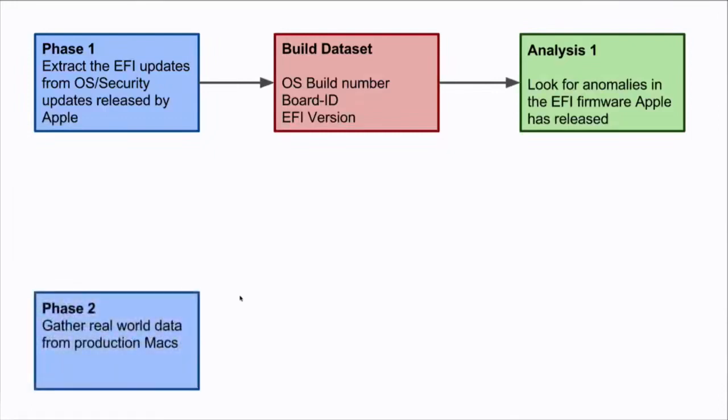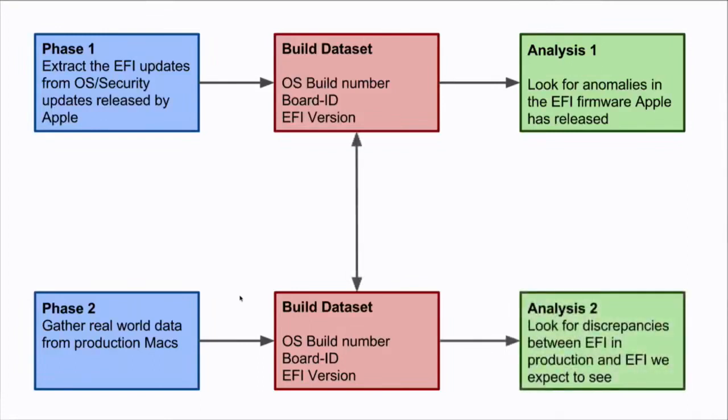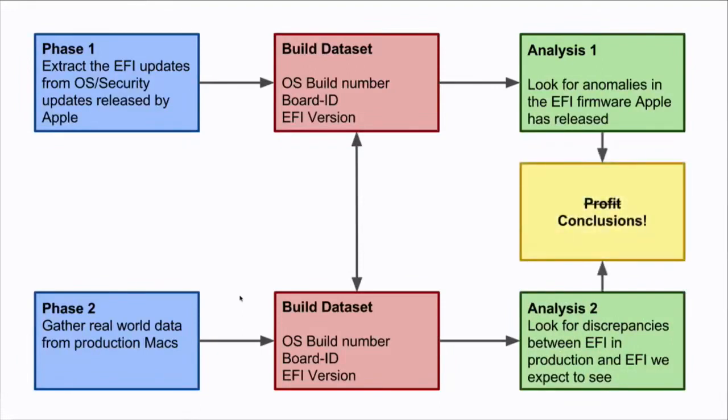The second phase of research is then gathering a similar data set from real-world systems. So again, we're building up exactly the same triplicate. We're getting the build number from the real world Mac, what version of the OS it is running, what's its board ID, what's its hardware version, and then what version of the EFI is running. Now we've got two comparable data sets. We compare those data sets, and the second step of analysis is looking for discrepancies between these two data sets. Then there's some profit or conclusions, and then the planet is happy.